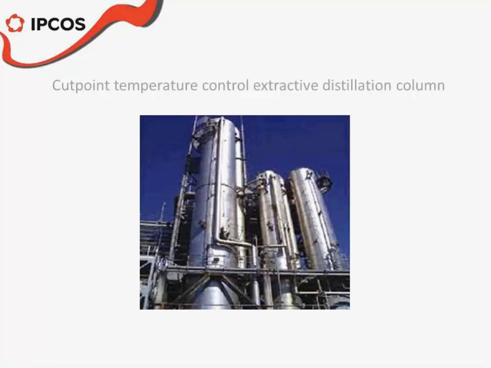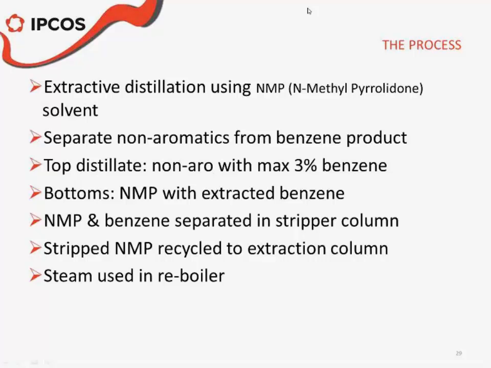And final example, the cut point temperature control on an extractive distillation column. In this case, it's an extractive distillation column using NMP as solvent to separate non-aromatics from benzene. The top distillate should not have more than 3% benzene, should be mostly non-aromatics. That's the whole purpose. And you don't want a lot of benzene to slip from it because this is a benzene plant. This is your main product. So if you lose benzene on the top, then you're losing product.